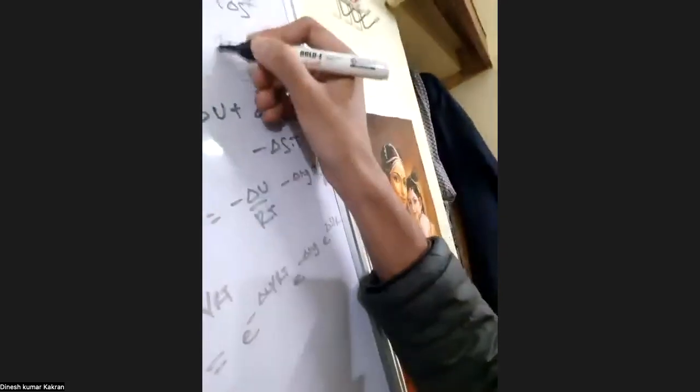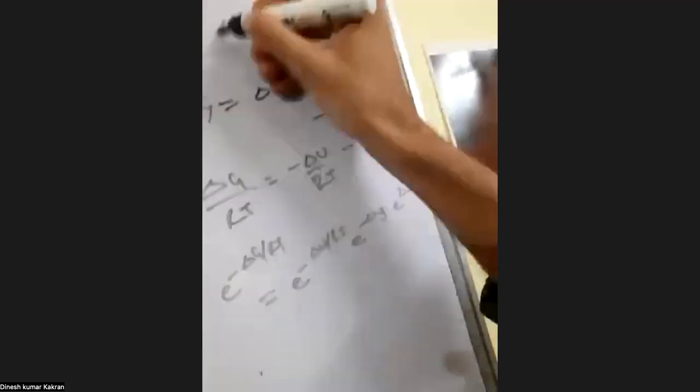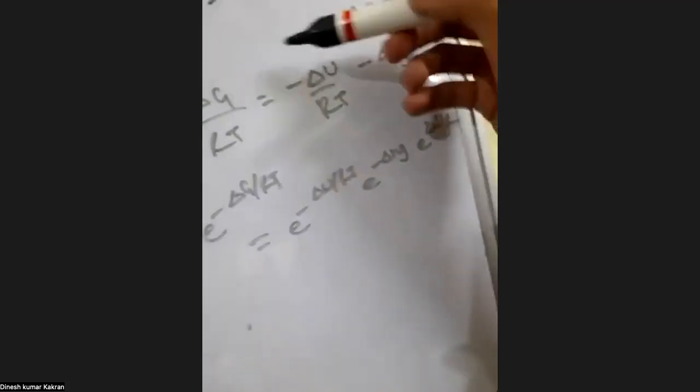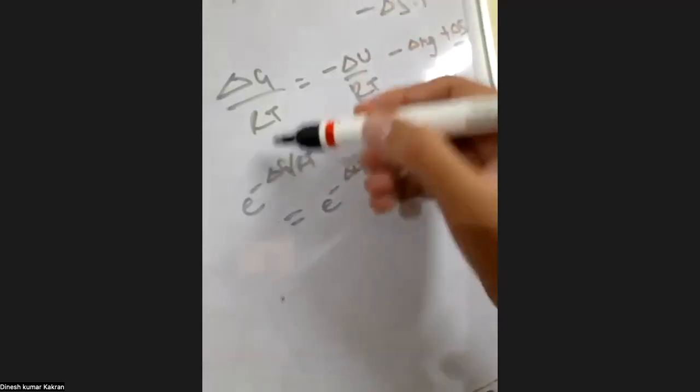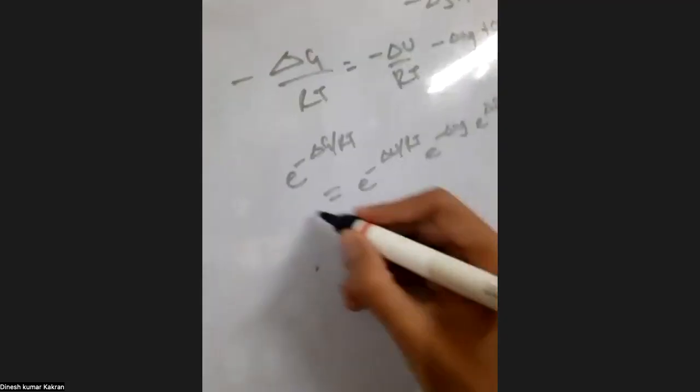Sir, on the basis of derivation, Gibbs free energy is equal to delta H minus T delta S. This is the equation that you are asking about, and we take delta H is equal to delta U plus delta Ng RT, minus T delta S, and when we divide it by minus RT, we take this. This is the basic. Yes, good, good.